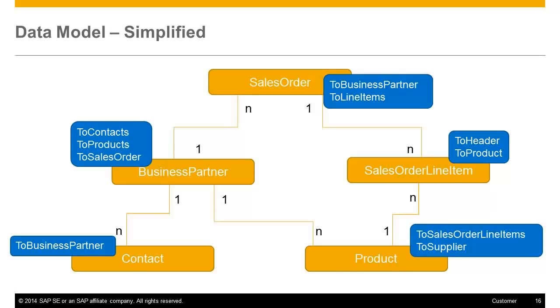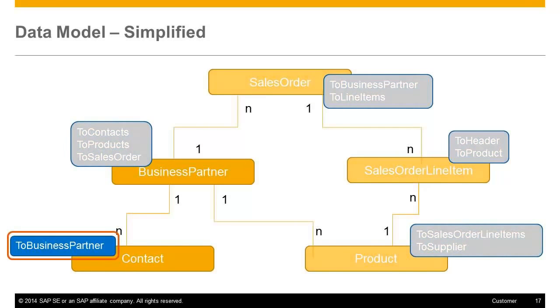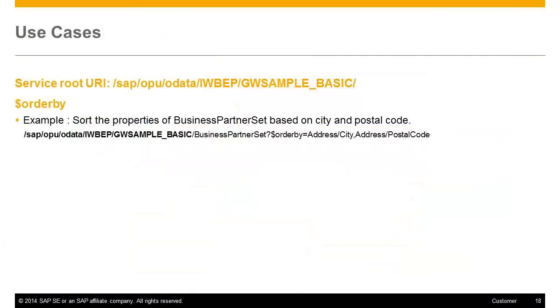This can be anything from 0 or more related entities. For example, you can navigate from contact to business partner using the to business partner navigation property. Here are some sample use cases which are based on system query operations such as $orderby, $filter and $expand. These are the most commonly used system query operations.